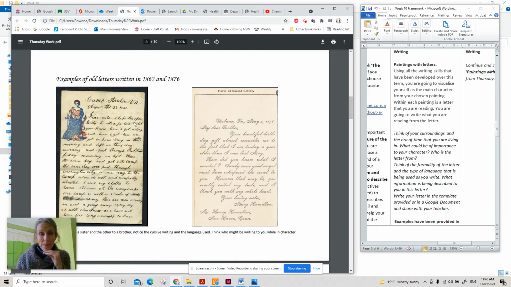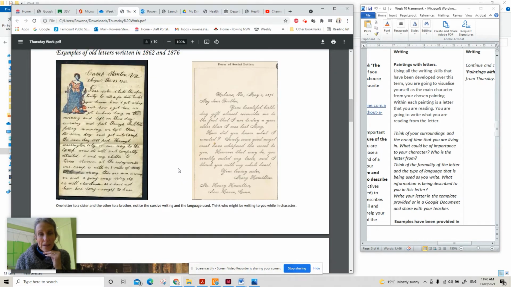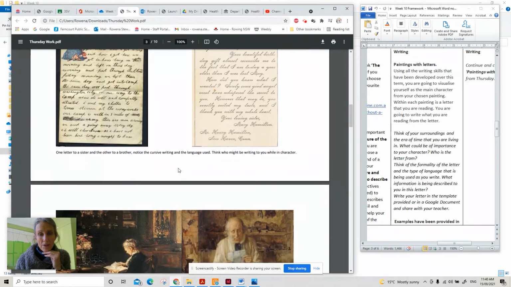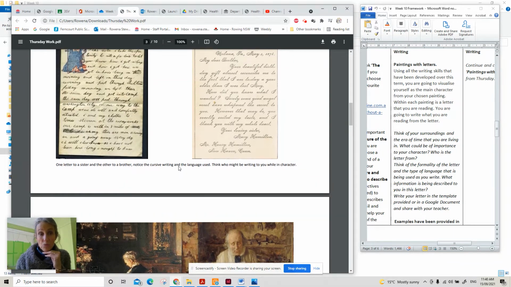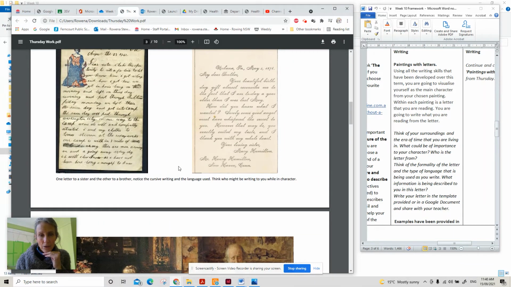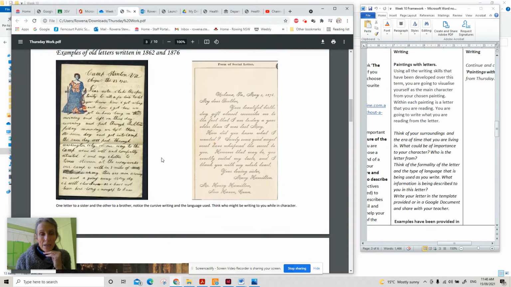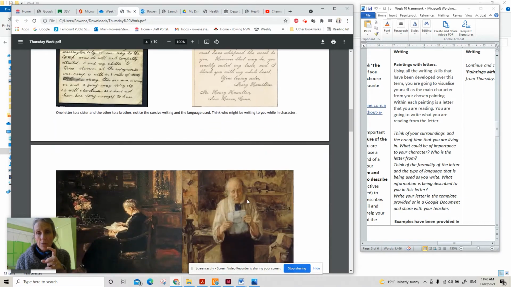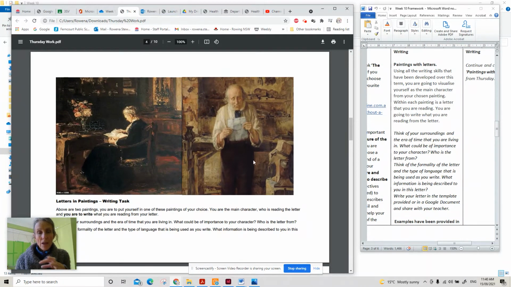So there's some examples here of some letters. These are from 1862 and 1878. So you'll notice the different hand scripts and the curl of all these letters and the paper that they're printed on, all those kind of things, and you might be able to read those. So have a little read, get down close. One letter, it says one letter to a sister and the other to a brother. Notice the cursive writing and the language used. Think who you might be writing to while in character. So we really want you to imagine that you're in character.